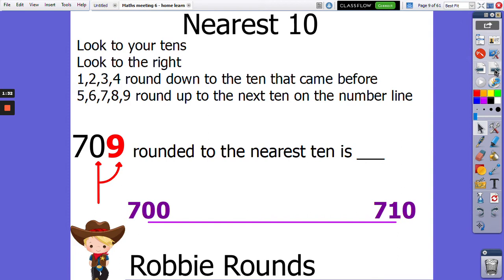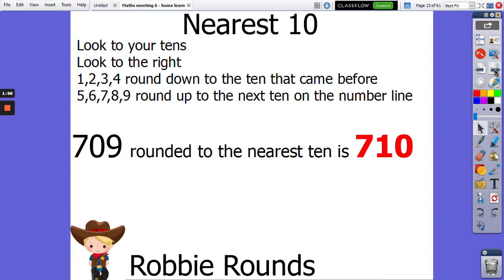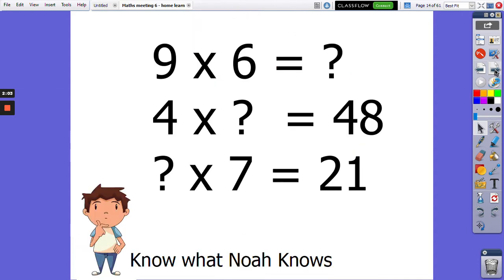Let's just double check that on a number line. Halfway between on the number line is 705. Well, 709 is a bit bigger than 705, isn't it? So it falls there. Well, straight away we can see that it's much closer to 710 than it is 700. It's only 1 away from 710, but it's 9 away from 700. So that means that 709 rounded to the nearest 10 is 710. Well done if you got that. Okay, let's move on now.